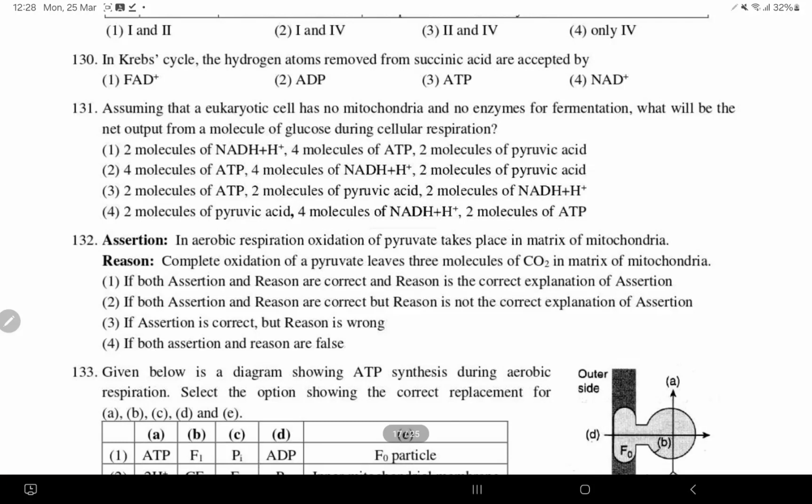Assuming that the eukaryotic cell has no mitochondria, no enzymes for fermentation, what will be the net output from the molecules of glucose during cellular respiration? Net output: 2 molecules of pyruvic acid, 4 molecules of NADH plus H plus, 2 molecules of ATP. That's it. Option 4, it matches.